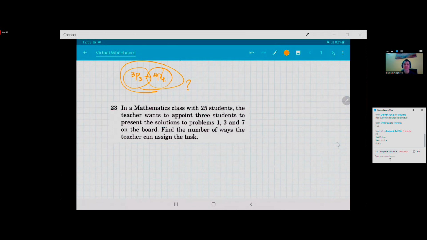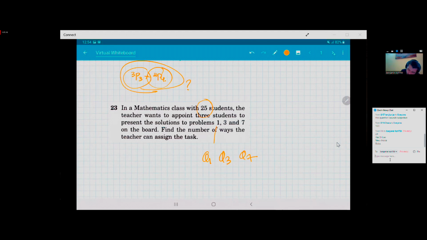Okay, so answer. Some of you are very, very fast. You already got your answer. Okay, all right, you're right. Now how do we tackle this problem? First you got to know this. There are 25 students. So I want the students to answer question number 1, question number 3, and question number 7. How many questions are there to answer? Do you realize that you have to pick 3 students because you have to answer 3 questions?